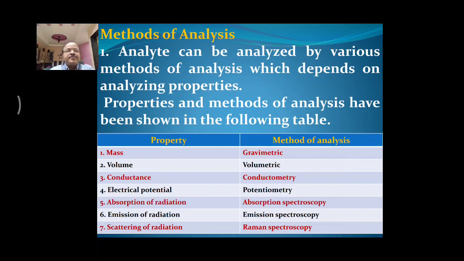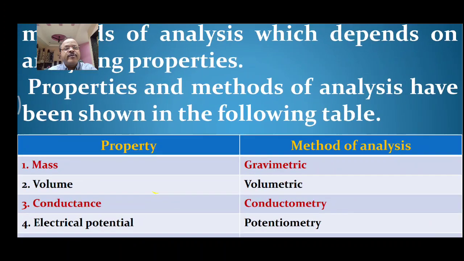So the first method of classification: the analyte can be analyzed by various methods of analysis, which depend upon the analyzing property. Which property is to be analyzed decides the method of its analysis. Properties and methods of analysis have been shown in the following table. So let me zoom this one.